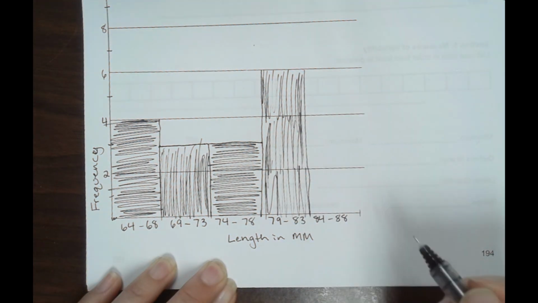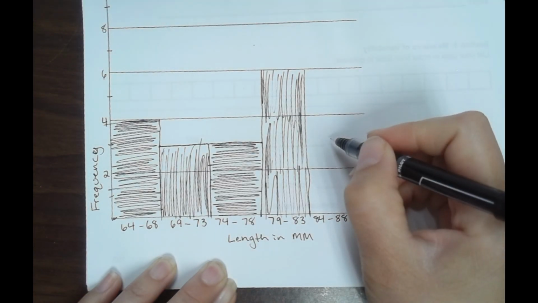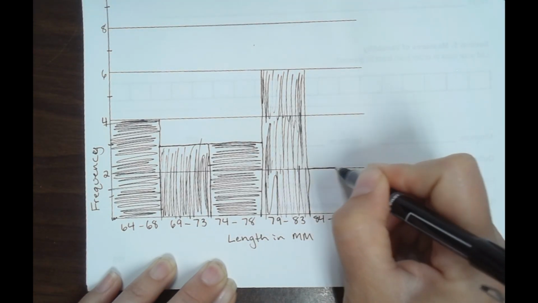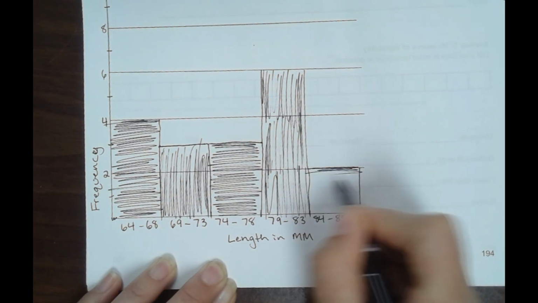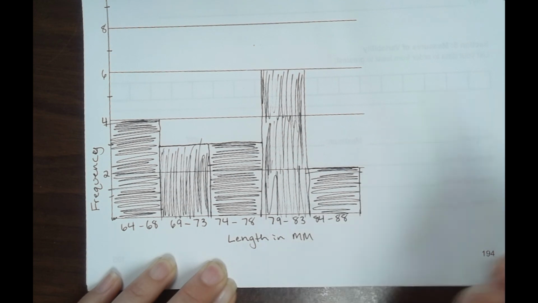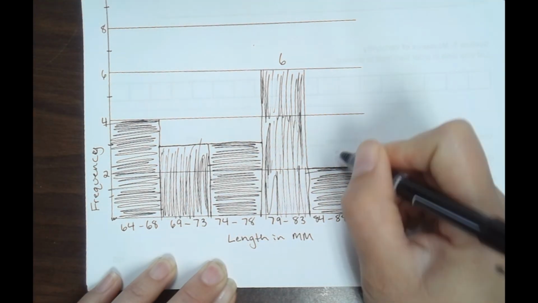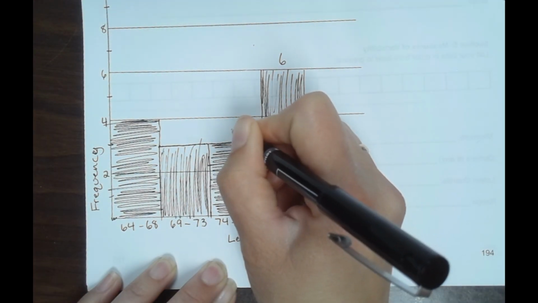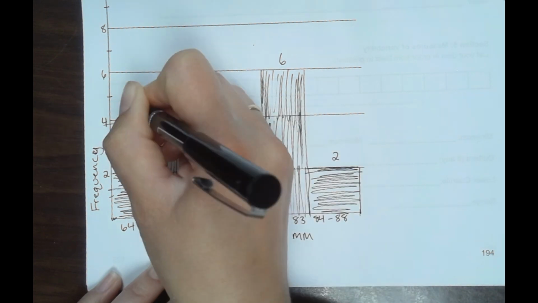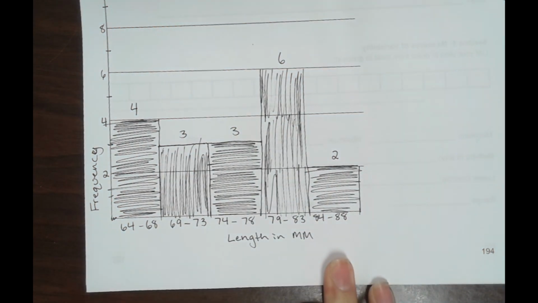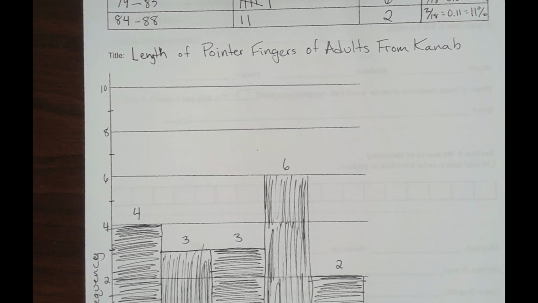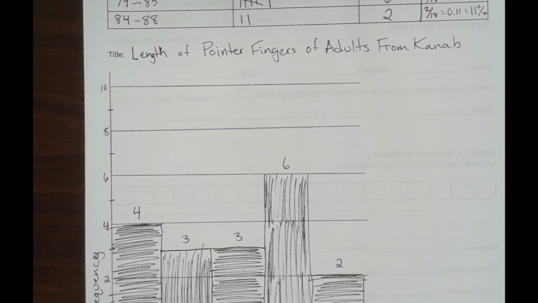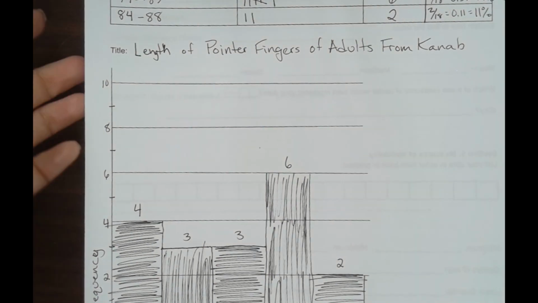And then from 84 to 88, we had 2. And if we like, we can write the numbers above it. So there were 6 here, 2 here, 3, 3, and 4. Now, when you do your own personal one, you might find that you have 12. So you need to number accordingly so that you can make it that tall. Okay, but that's all there is to making a histogram based upon our data.